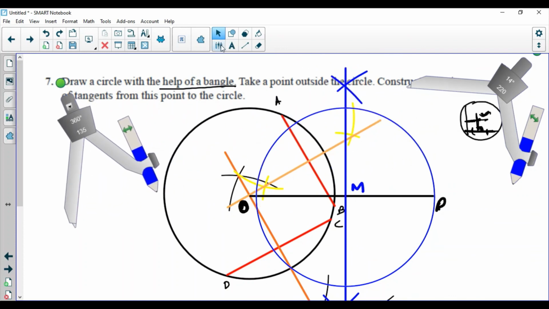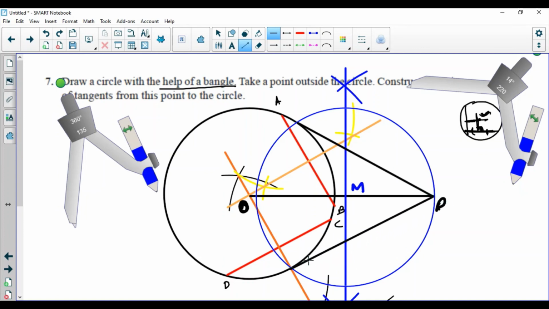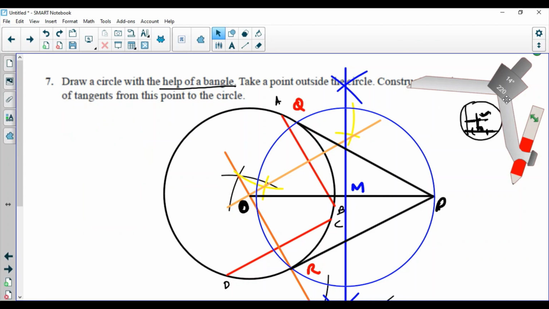So now from P we should join to the points where the blue circle meets the black one. Let these points be Q and R. So PQ and PR are the required tangents. And for justification, we can write the same steps. By the radius-tangent theorem, both will be tangents.